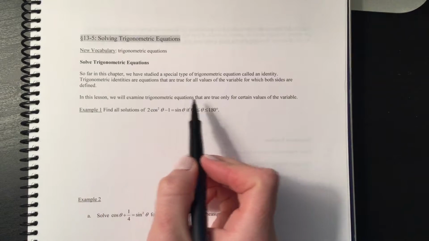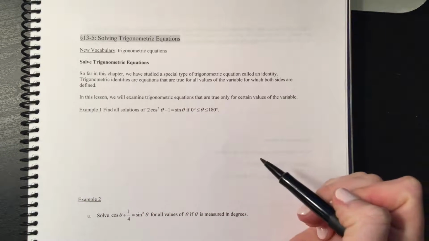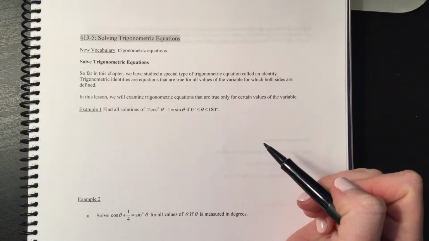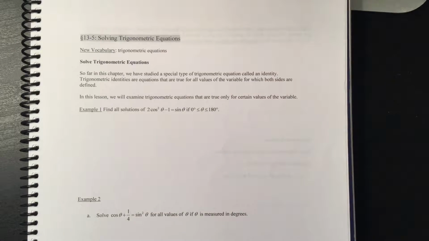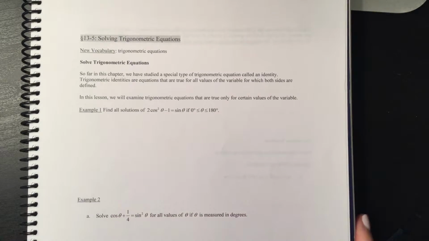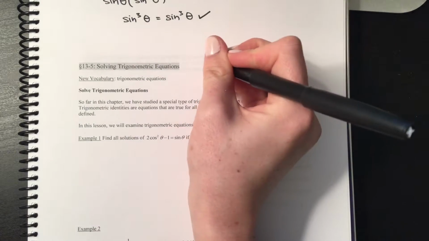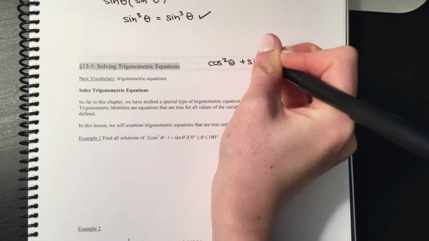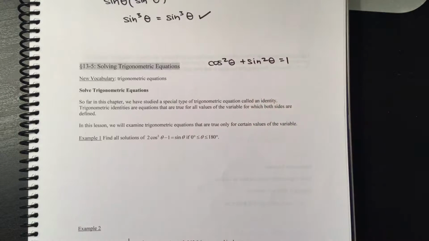Now, equations are only true sometimes, and so our job with this section is to figure out when those equations are true. So we're going to solve for certain values of theta that would make the equation true. All right, so first thing that I want to write up here is that we're going to be using this Pythagorean identity a lot. So it's good to remind ourselves of this. We're also going to be using the unit circle a lot.